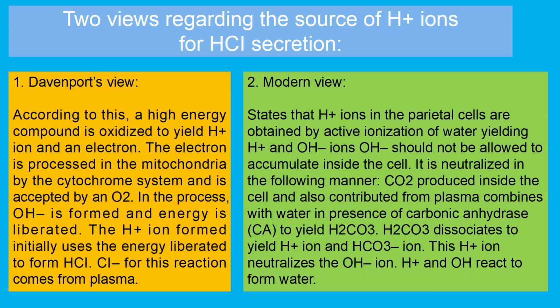According to the modern view, H plus ions in the parietal cells are obtained by active ionization of water, which yields H plus and OH ions. OH should not be allowed to accumulate inside the cells.